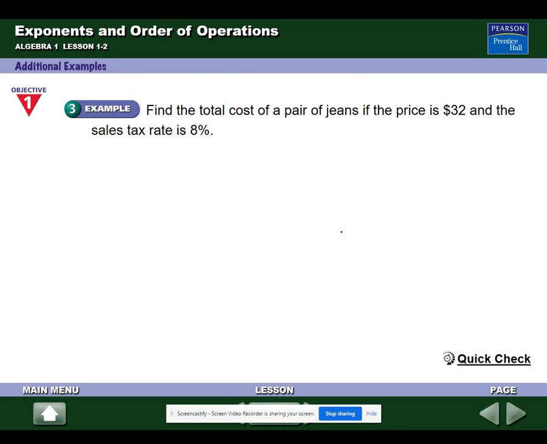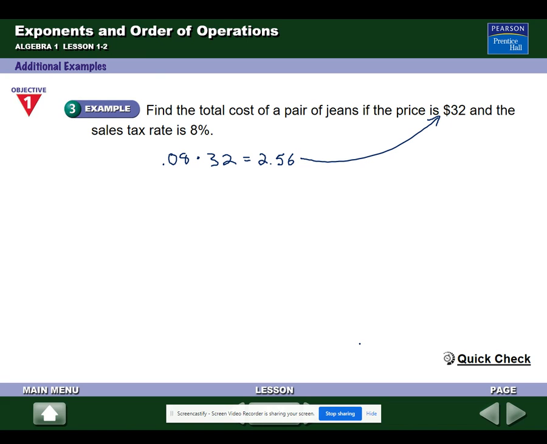Next one says find the total cost of a pair of jeans if the price is $32 and the sales tax rate is 8%. Here's probably where you're at coming out of 8th grade math, is that you know that 8% is 0.08, and you're going to multiply that by the cost of the jeans, which is 32, okay? And if you need to use a calculator on that one, that's okay. And then you're going to take that result and add it to the cost of the jeans. So the tax on it is $2.56, and then you could take that and add it to 32, and you'll come up with $34.56.